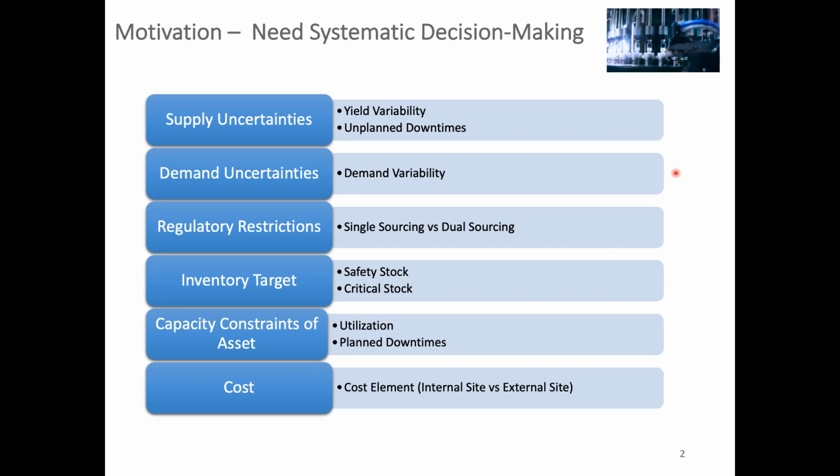Next, the pharmaceutical industry has many regulatory restrictions on the manufacturing sites where a product can be sourced. There are some product markets which can only be served by a single manufacturing site, whereas there are other markets that can be dual sourced. In this work, a model captures these features and makes sure that the inventory levels are close to the safety stock. It also accounted for the capacity constraints and the planned downtimes of the manufacturing sites.